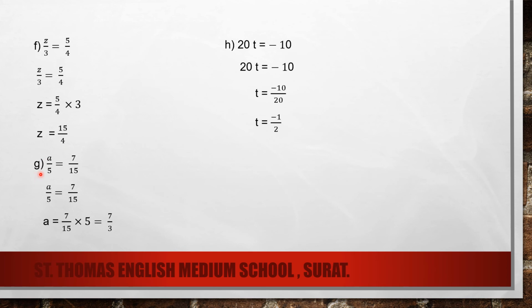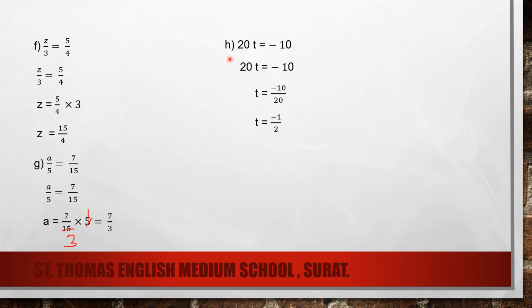Question number G. A by 5 is equal to 7 by 15. Write the question once again. Now, again it is division. If it goes here, it becomes multiplication. So, A is equal to 7 by 15 multiplied by 5. We can cut 5 and 15. So, 5 ones are 5 and here 5 threes are 15. So, what is the answer? 7 by 3. So, A is equal to 7 by 3.